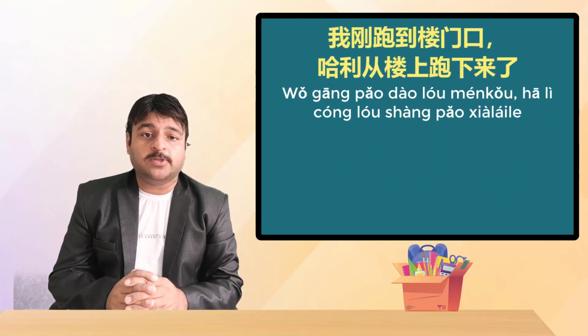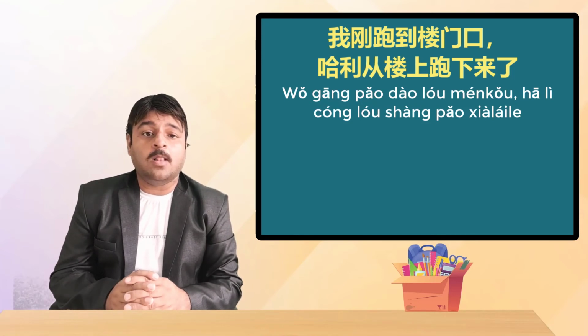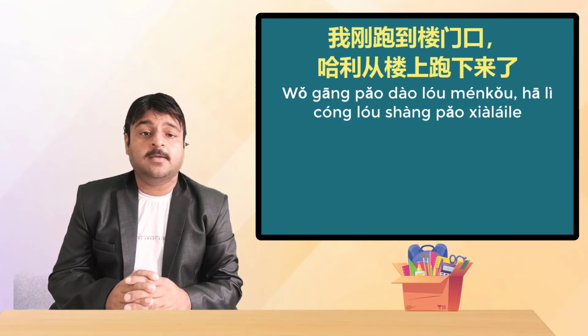我刚跑到楼门口. I still 刚到 just 到 arrived. 门口 楼门口. Building 门口 is doorway. When I just reached the doorway of the building, 哈利从楼上跑下来了. Hali from upside of the building came down running. When I just reached at the doorway, Hali from upside came running downside. So this is a movement from upside towards the speaker who has come to look for Hali. So he's coming from upside running downwards.